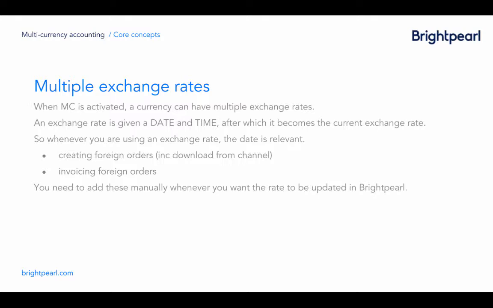So if you create a new order right now, it'll use the latest rate. If you do a bank transfer yesterday, it'll see what the rate was yesterday, if it's any different from today. So you need to add these manually whenever you want the rate to be updated in Brightpearl. Some companies negotiate the rate with their suppliers, and maybe once a month they'd want to change that. What we're trying to do is assess how often people want to change their exchange rates and potentially whether the exchange rates are due to be driven by the channel, for example. So we'll come back to that if you've got any questions.